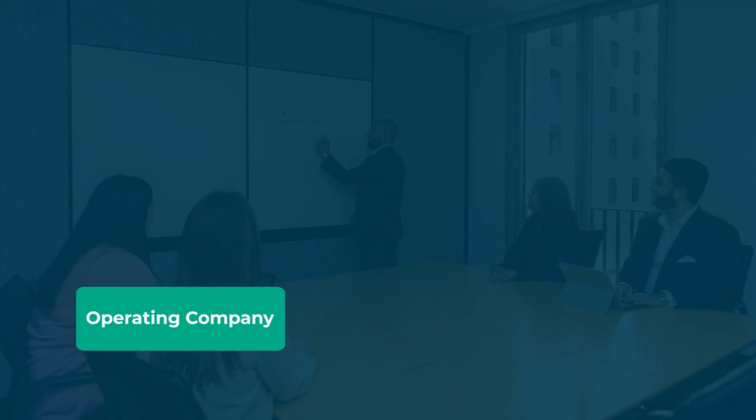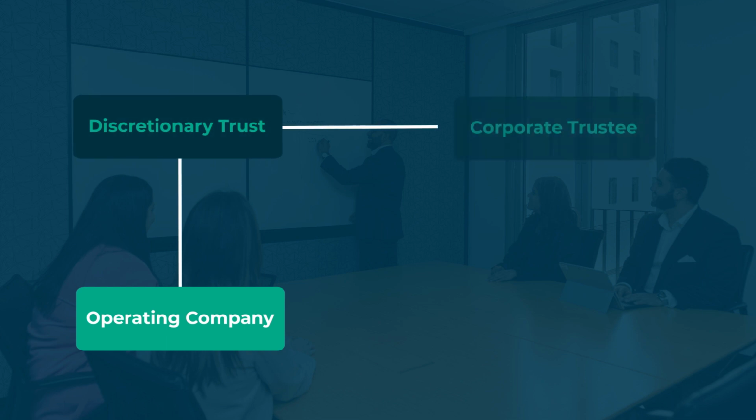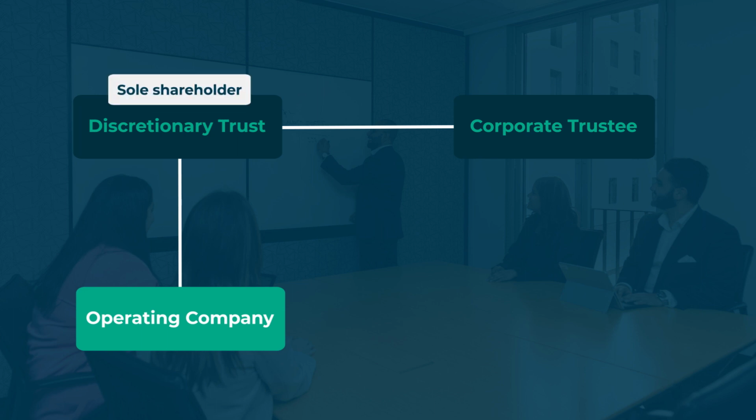Now, you may already have a structure in place or preference, but our proposal would always be to set it up like this. Here you can see you have the operating company, the discretionary trust, and the corporate trustee. The discretionary trust is essentially the sole shareholder of the operating company. It generates income, part of which can be distributed as dividends to the beneficiaries of the trust as part of the corporate trustee's discretion. The corporate trustee manages the trust's assets.